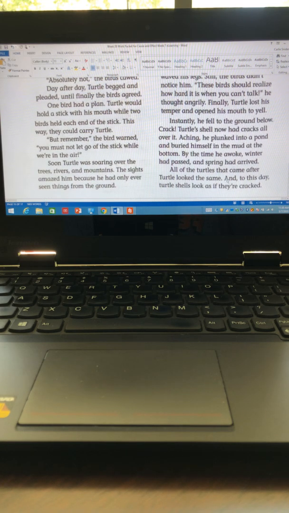One bird had a plan. Turtle would hold a stick with his mouth while two birds held each end of the stick. This way, they could carry Turtle. "But remember," the bird warned, "you must not let go of the stick while we're in the air." Soon, Turtle was soaring over the trees, rivers, and mountains. The sights amazed him because he had only ever seen things from the ground.